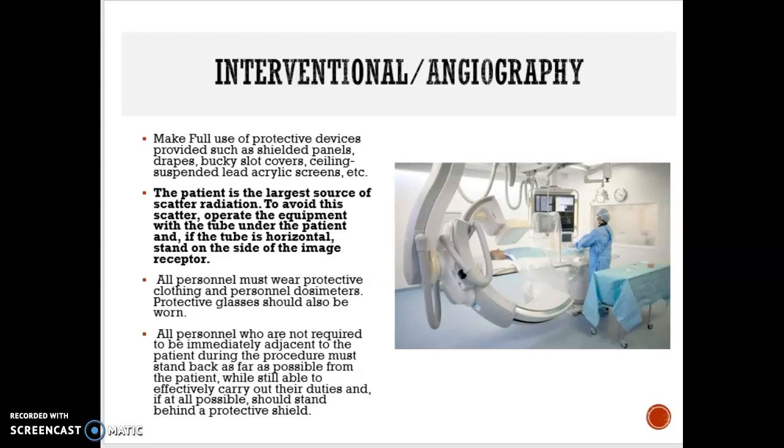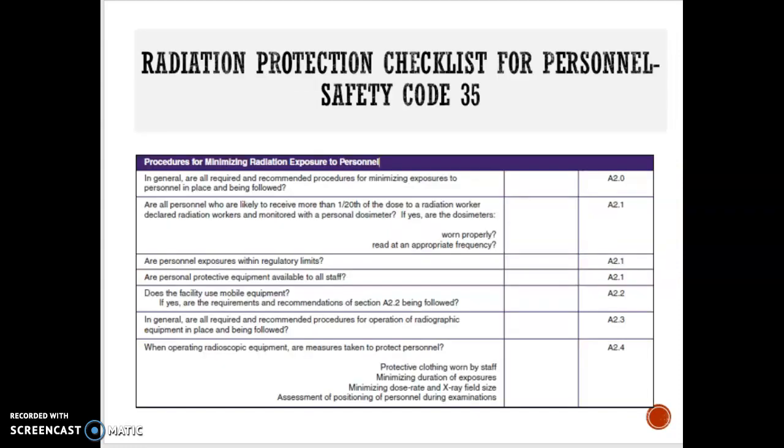And always remember that the patient is the largest source of scatter. And to avoid this scatter, operate the equipment with the tube under the patient. Limit the time, increase your distance, and shield yourself. This radiation safety checklist for personnel comes from the Safety Code 35 of Canada. Now, it draws attention to the practices that should be followed when working in these high-risk areas.